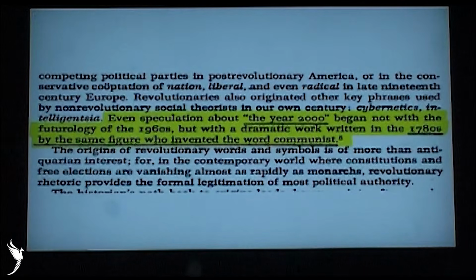Even speculation about the year 2000 began not with the futurology of the 1960s, but the year 2000 was important in a dynamic work written as far back as 1780 by the same figures who invented the word communist. So the very secret societies out of New York and Europe who were developing what we call communism as far back as the 1780s, which George Washington knew about, called the League of Just Men, were writing about what was going to be happening in America in the year 2000 in New York.